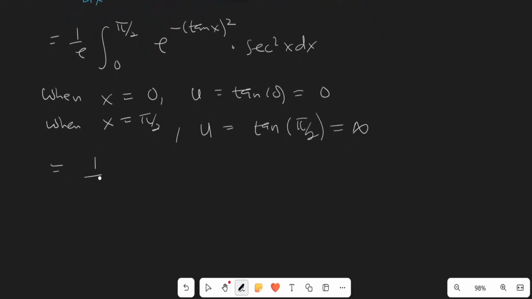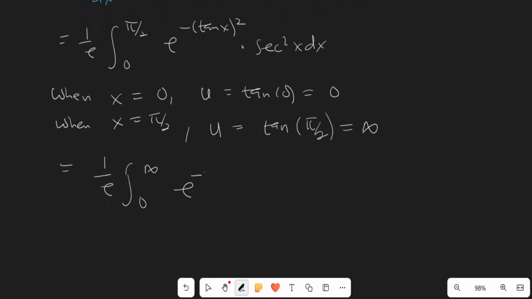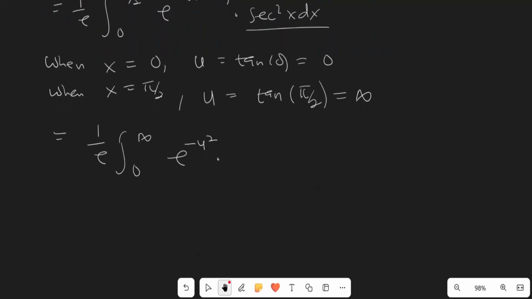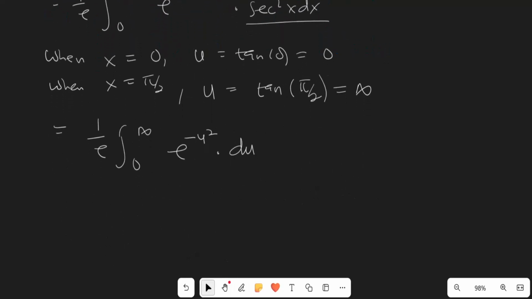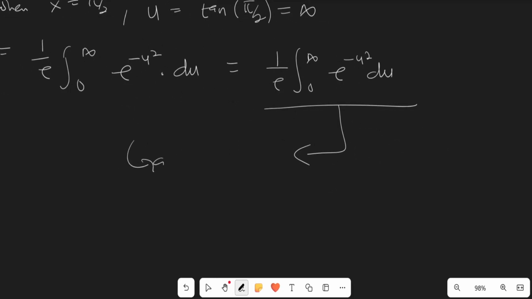Our integral now becomes 1 over e, the integral from 0 to infinity of e to the negative u squared times secant squared x dx. Secant squared x dx is du. So we have moved everything from the x world into the u world. Now we have to evaluate this integral. This is the Gaussian distribution.